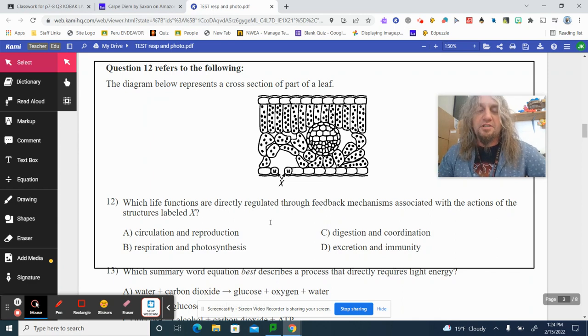A. Circulation and reproduction. B. Respiration and photosynthesis. C. Digestion and coordination. Or D. Excretion and immunity.